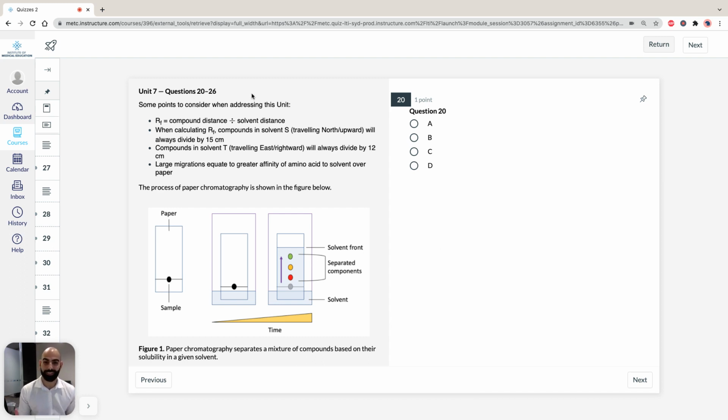Today we're going to look at solutions to Section 3 of ACER's GAMSAT Green Booklet, Practice Test 1, specifically Unit 7, questions 20 to 26. Now, this unit might look like a lot of information to read in the GAMSAT. However, it's not that much actually.